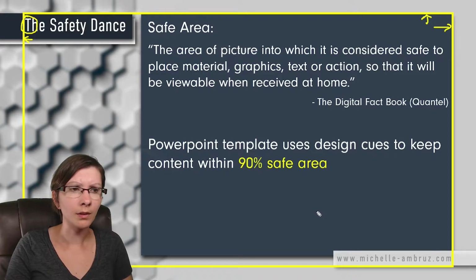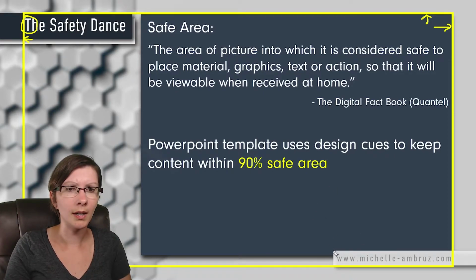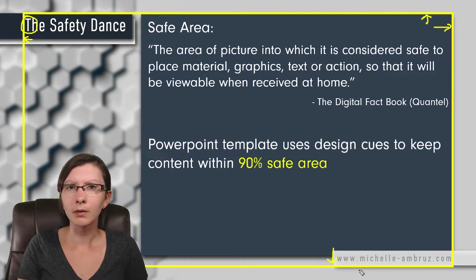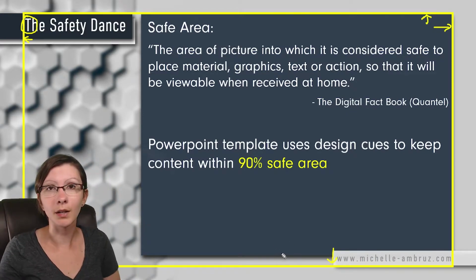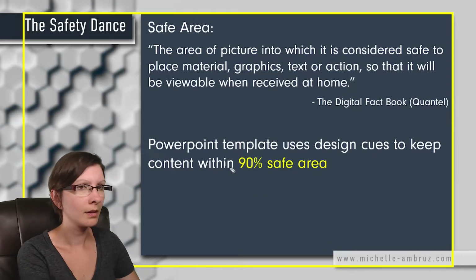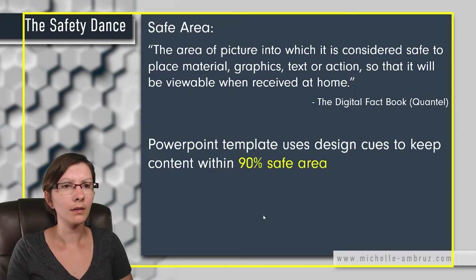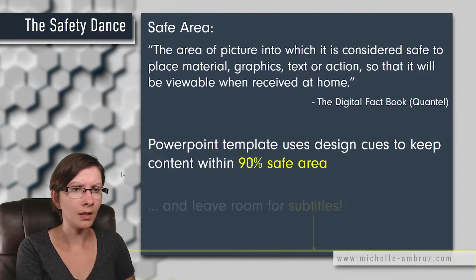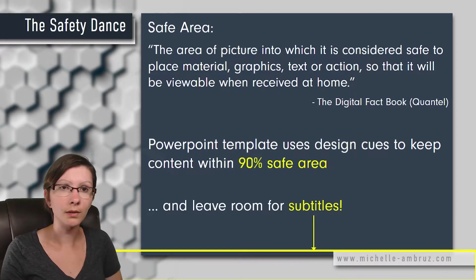And then the last one is this bottom one. And this bottom area is denoted by where I have my website. So the bottom of this white box here is going to be the bottom of my 90% area. And you can see that this blue box here is actually a bit higher than where the bottom of 90% is. And that's specifically in order to leave room for subtitles.